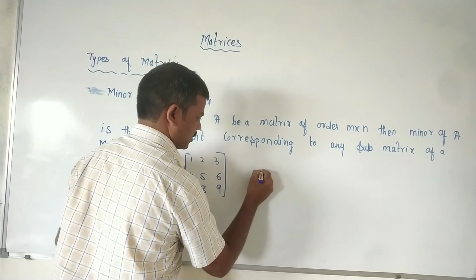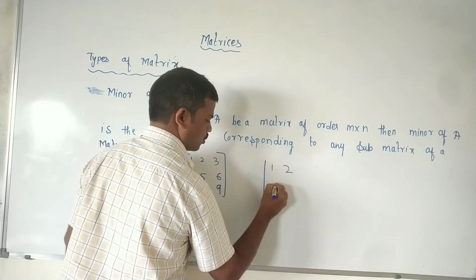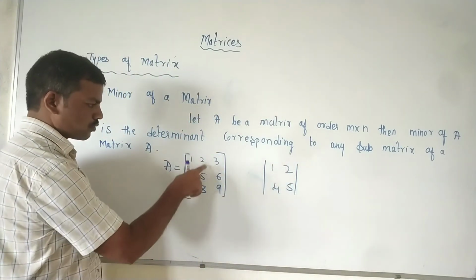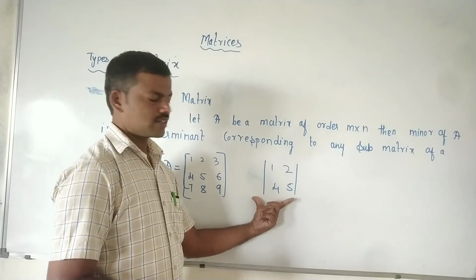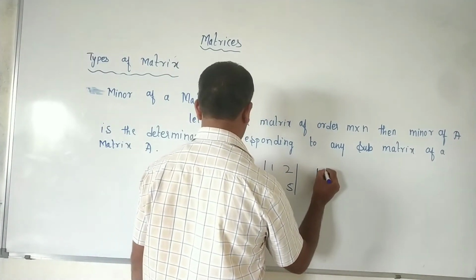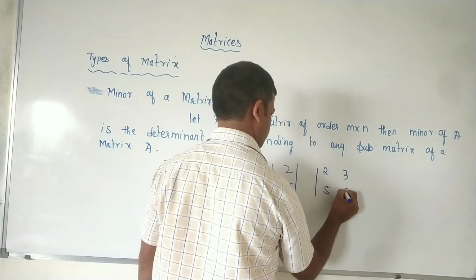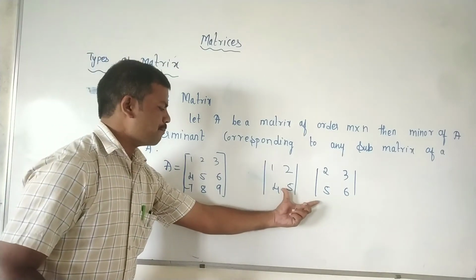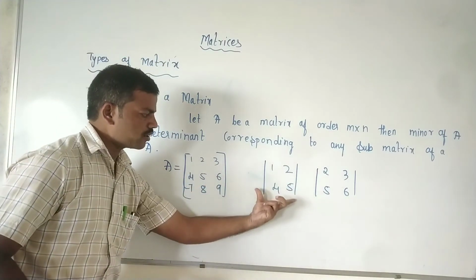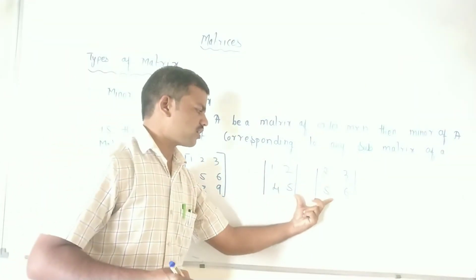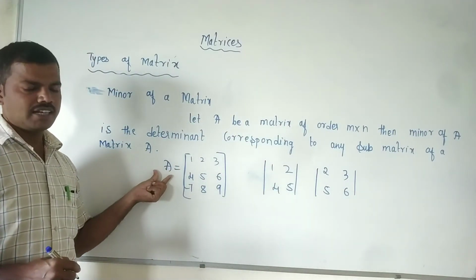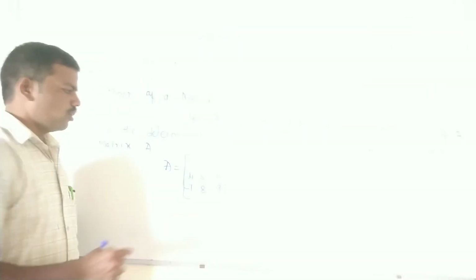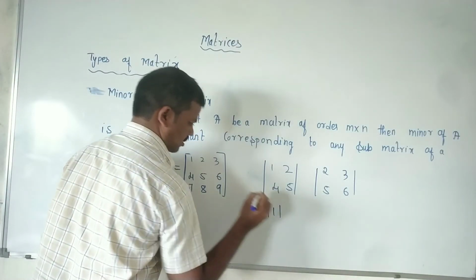Let me take the determinant of 1 2 4 5. This is of order 2. So this is another minor. Then 2 3 5 6 is another one of order 2. So these are the submatrices of the given matrix, and their determinants are called the minors of a matrix A. We get determinants of order 2, or we can simply take a single element determinant.